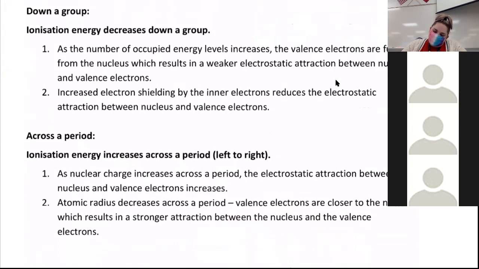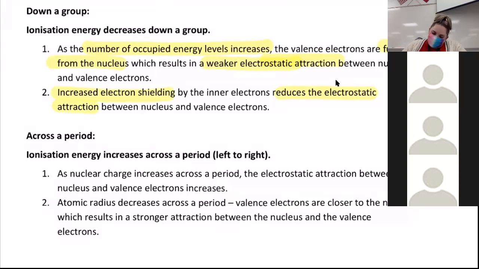The number of occupied energy levels increases. And then that means valence electrons are further from the nucleus, which results in a weaker attraction. Okay, so that requires less energy because there's a weaker attraction because they're further from the nucleus. The other explanation is that there's increased shielding, and that also reduces that attraction. So more energy levels and increased shielding both cause the attraction to be weaker, and therefore it requires less energy as you go down a group.